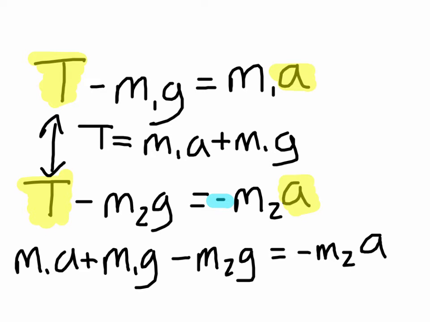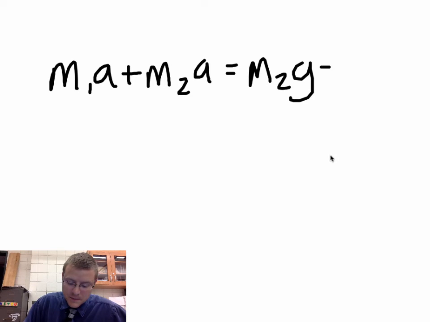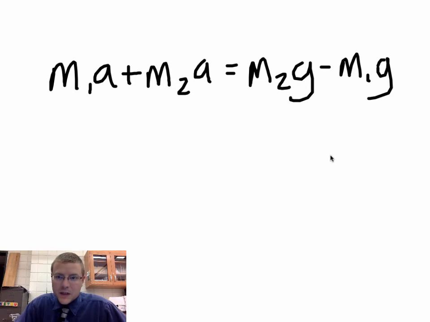So what I'd like to do here is get all the accelerations together. Get all the A's on the same side. So I want this acceleration and this acceleration to be on the same side. M1A plus M2A equals M2G minus M1G. So make sure that my signs are all correct. Go through that. Make sure I did everything fine.